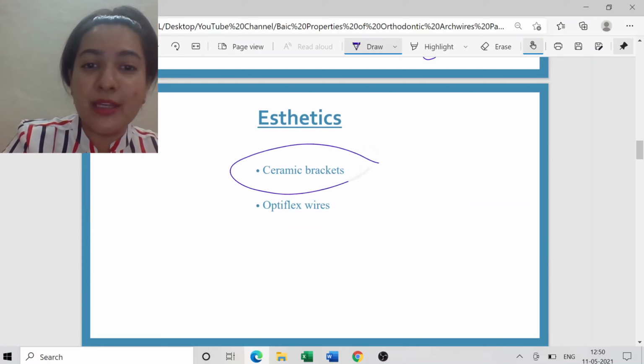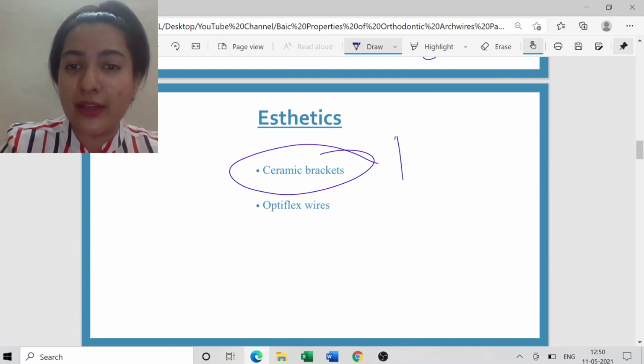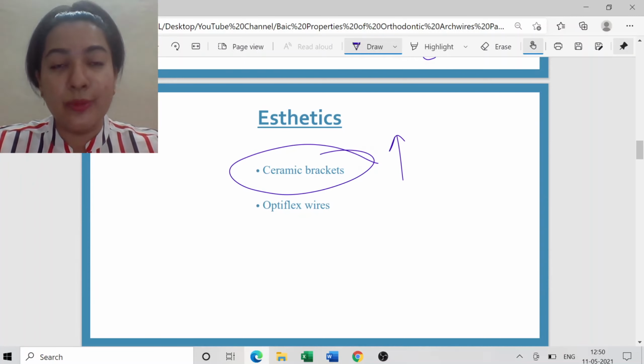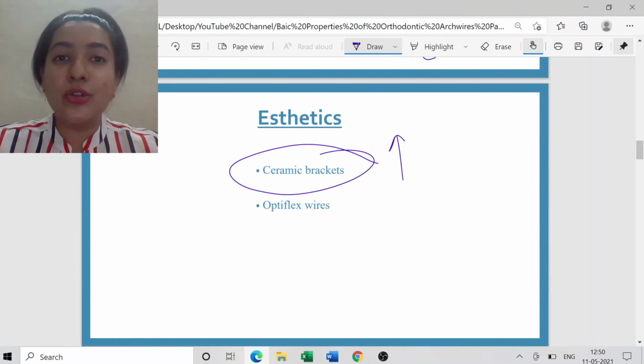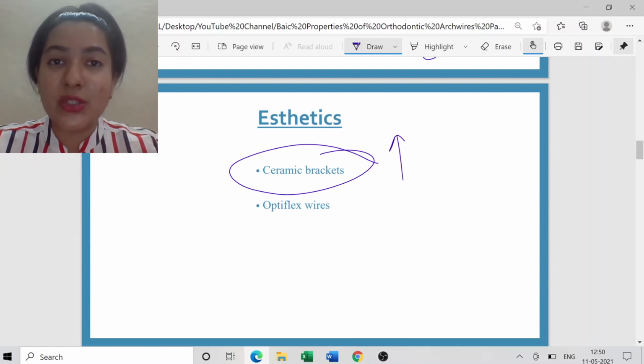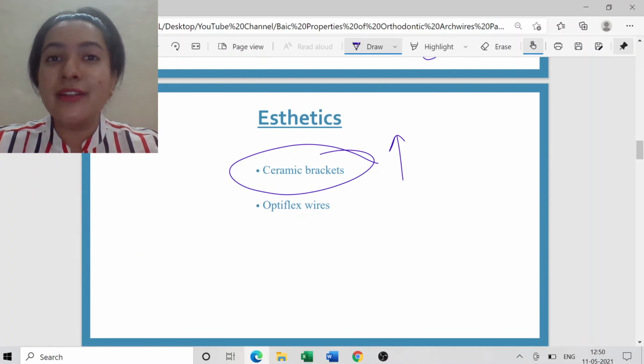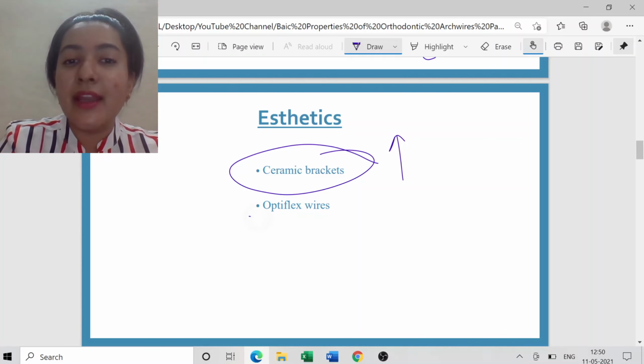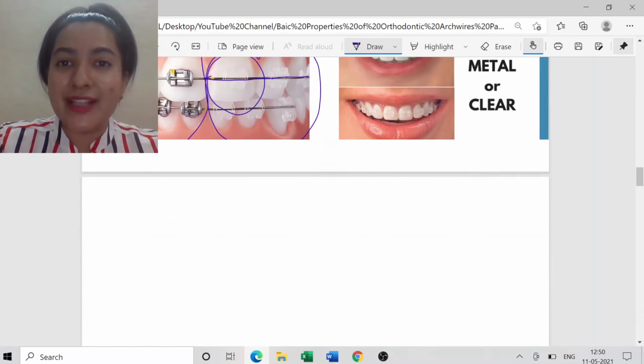Okay, so ceramic brackets were introduced to increase the aesthetic quotient, where metal brackets could be discarded and ceramic brackets could be used. Next, we had to do something revolutionary in wires also, so that clear wires could be introduced which could resemble your tooth material. So therefore, we came up with the concept of OptiFlex wires.